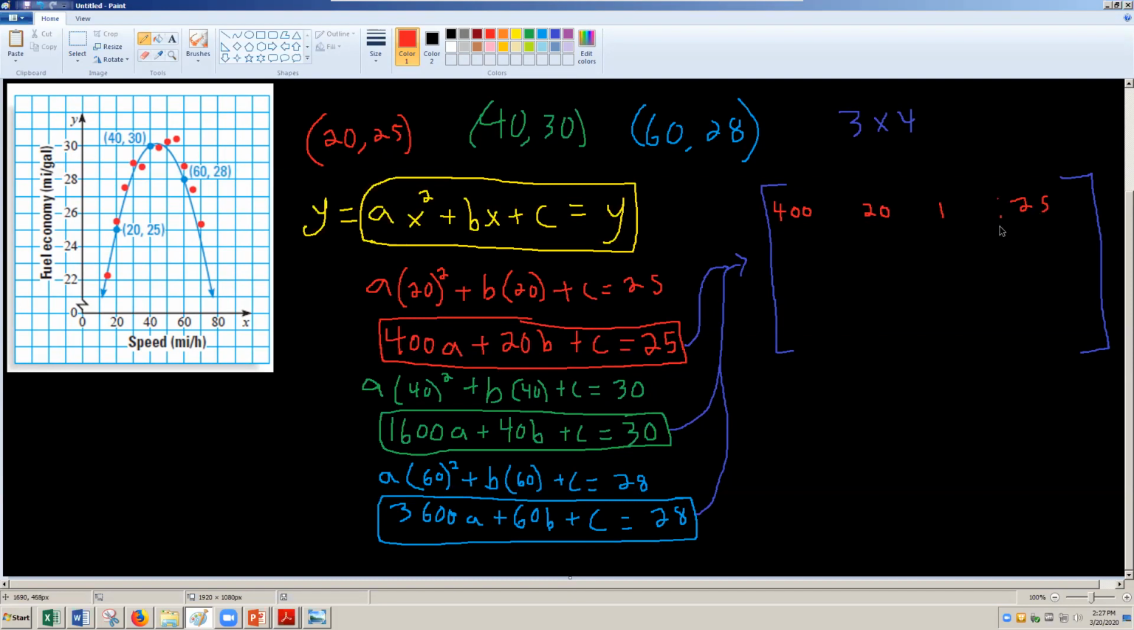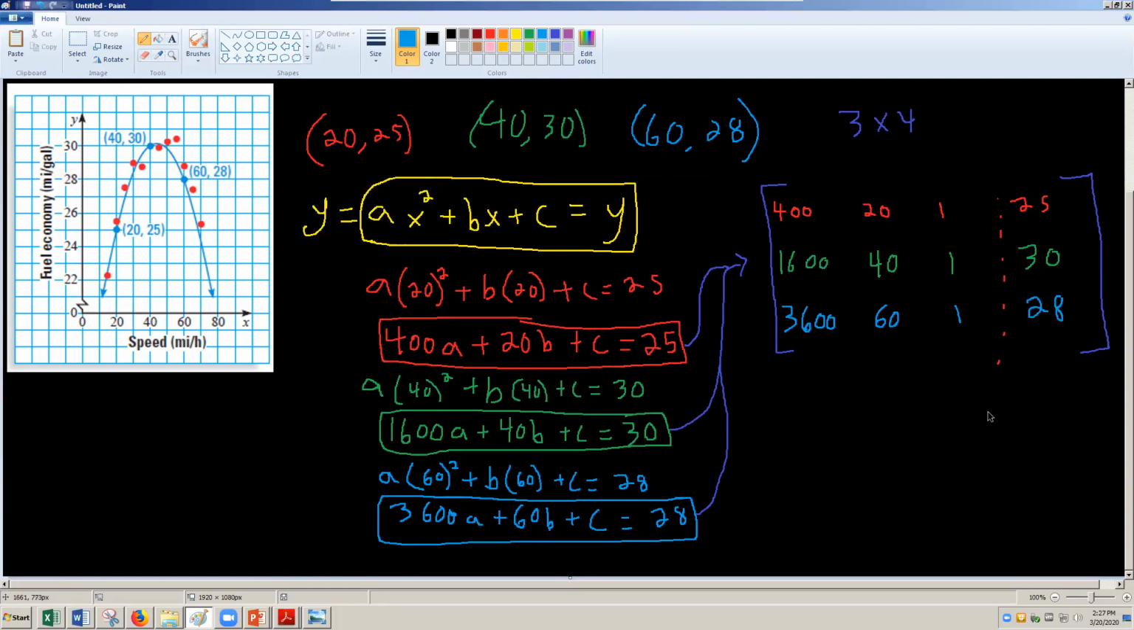Now again, if you want to do the whole little dotted line here to separate our solutions in the augmented matrix, then that's fine, but you don't really need the line there. Here we got our green values, 1600, 40, 1, and 30. And then we've got blue here, which was 3600, 60, 1, and 28.